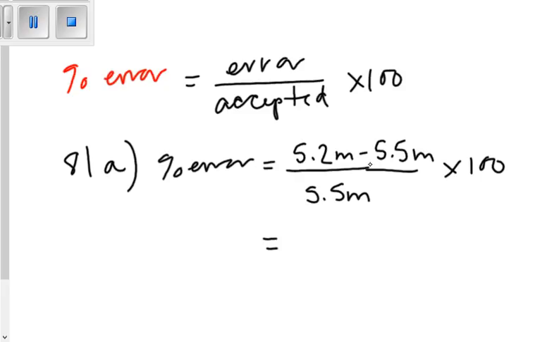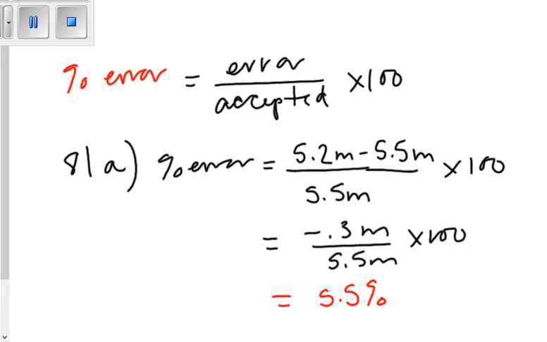So 5.2 minus 5.5 is minus 0.3. We don't really care about positive or negative values. We just want to know how off we are in our measurements. So we don't care about that negative sign. And that answer, 0.3 divided by 5.5, and then times 100 is 5.5%. And again, you don't have to do plus or minus.